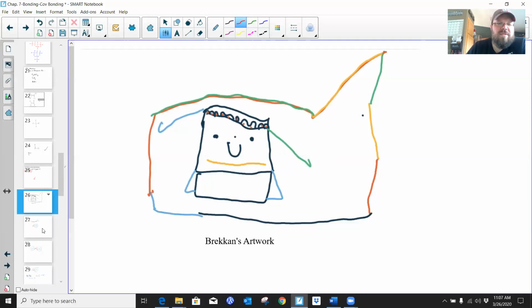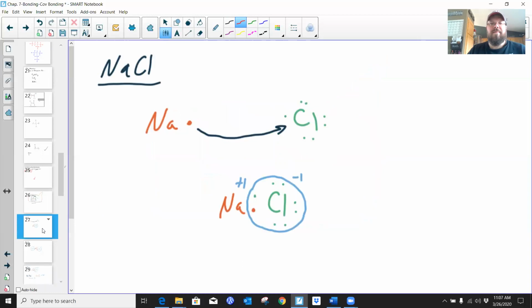Here we go. Drawing ionic Lewis structures for ionic compounds. Let's use NaCl, sodium chloride, as our first example. Individually as Lewis dot diagrams, sodium is in group 1. It's got 1 valence electron. Chlorine is in group 17. It's got 7 valence electrons. We know that it's a metal and a non-metal, so we know that it's an ionic compound.